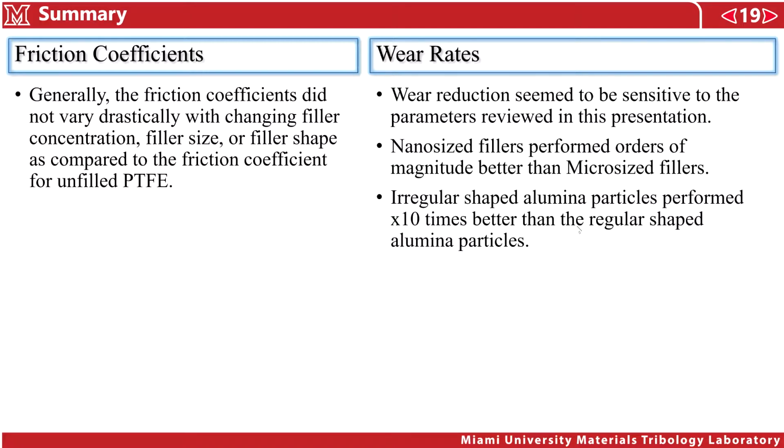On the other hand, wear rates that were seen were very sensitive to the parameters. So changing the filler size affected the wear rates, in the sense going from micro to nano range affected the wear rates. Then changing the filler concentration monotonically decreased the wear rates. Then changing the shape of the filler also affected the wear rates by improving the wear rates 10 times for the irregular shape.